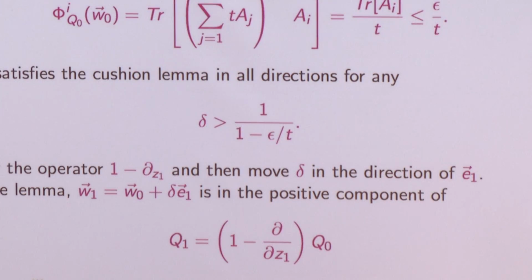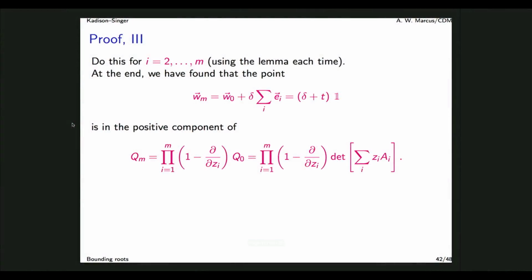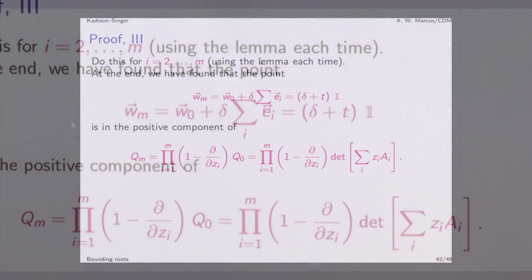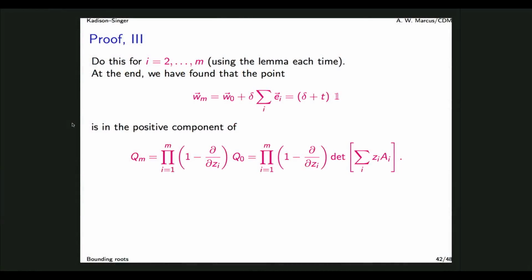So now I have enough cushion that I can do this for 2 through m using the lemma each time. And at the end, I've moved this delta amount in every single direction. So I'm going to end up adding that to whatever my starting reference point was. And what we've shown is that, for any t, that is in the positive component of the composite polynomial after we've done these things. And if you optimize over t, you get this 1 plus square root of epsilon squared, which is exactly what we wanted.